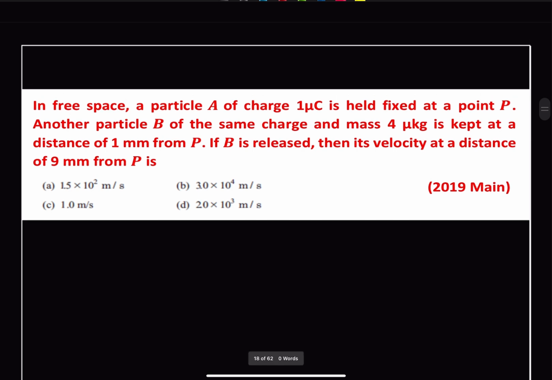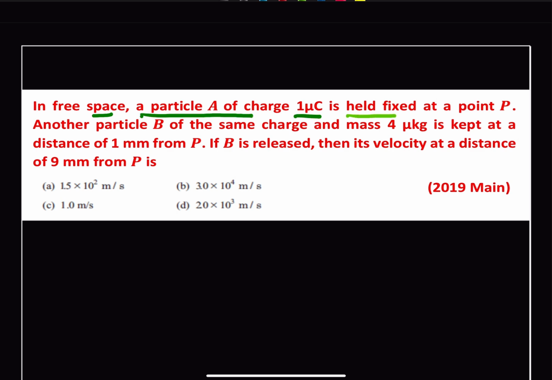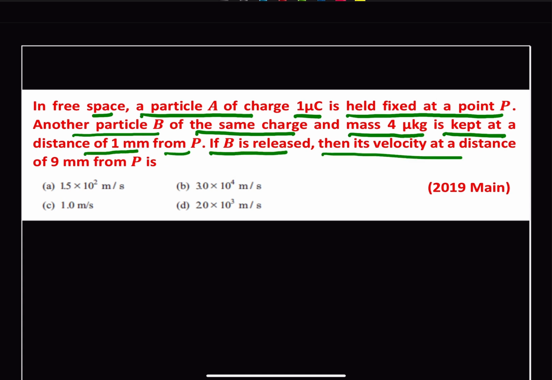It says that in free space, a particle A of charge 1 microcoulomb is held fixed at point P. Another particle B of the same charge and mass 4 micro kg is kept at a distance of 1 millimeter from P. If B is released, then its velocity at a distance of 9 millimeter from P is. So we are given that we have two charges A and B, and both have the same charge.